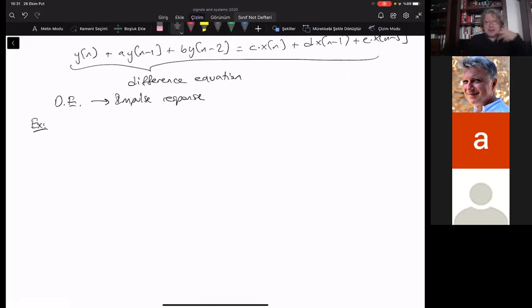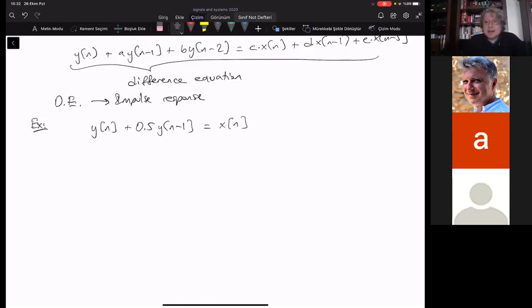But I have to think of, invent a question here. y of n plus, or is it a minus that I would use? Let's keep it as plus. Later, I will think of it. Plus 0.5 y of n minus 1 is equal to x of n. Okay, simple. Okay. This is a difference equation, clearly.